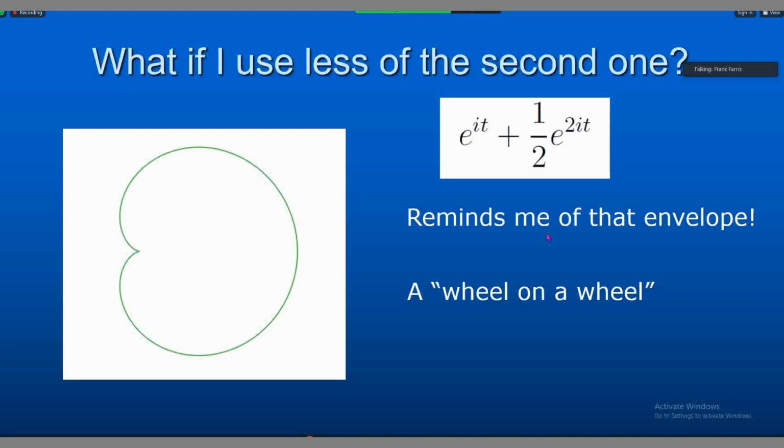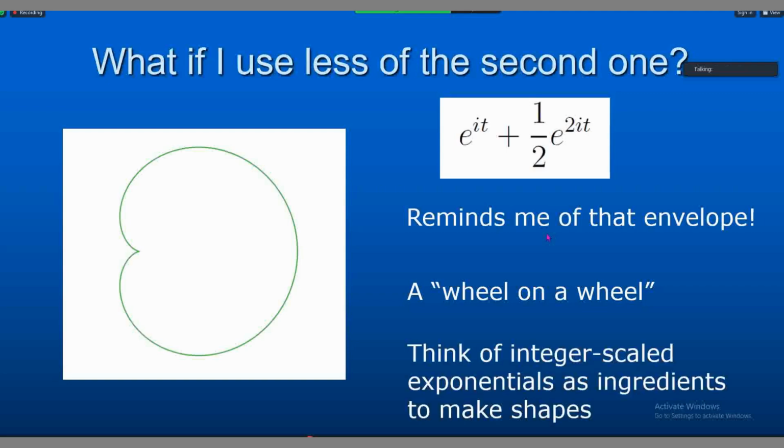and of length of size 1/2, and it's going twice as fast. So I didn't make a good diagram for this. You'll see a good diagram in a minute. But I could make a diagram of the point on the circle represented by e to the it, and then attach to that a wheel half the size that is going twice as fast, and that would make this green curve here. So this is a wheel on a wheel, and later we're going to have wheels on wheels on wheels, and maybe wheels on wheels on wheels on wheels.